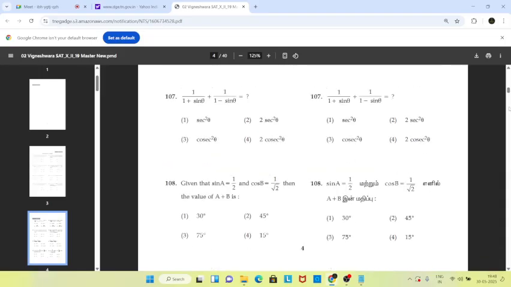Okay, go to this question. Can you do 107? Do it on a piece of paper. One upon one plus sin theta plus one upon one minus sin theta is equal to question mark. So what is the answer?